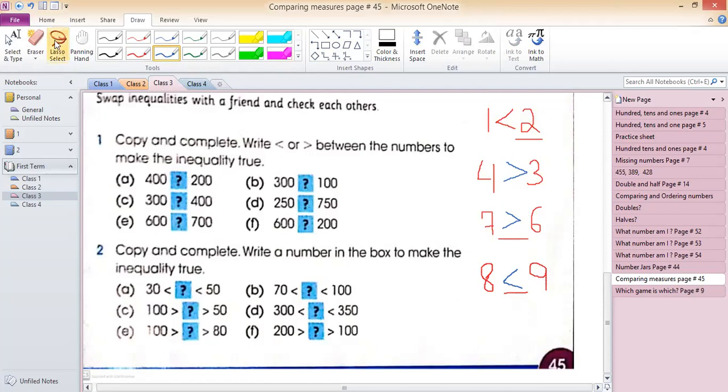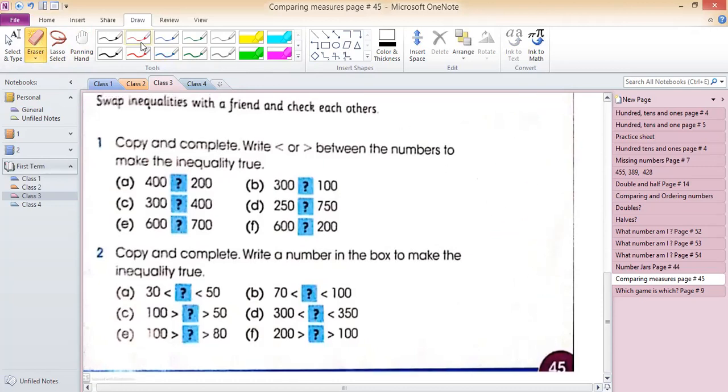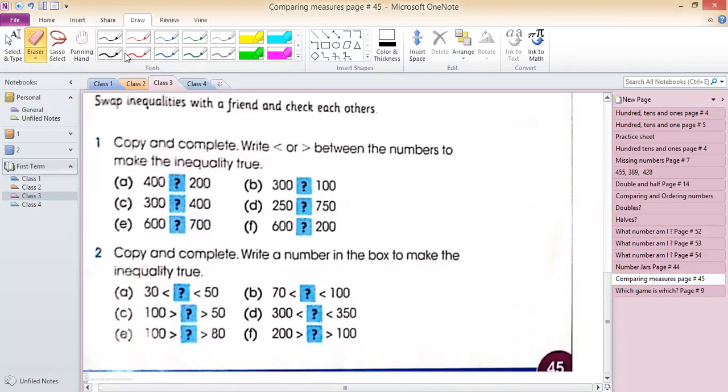So from 400 and 200, the first was 400 and 200. Which is bigger, 400 or 200? Guys, you will compare the hundreds first. 4 is bigger than 2. That's why you will say 400 is greater than 200. So this is 400 and dash 200. You will use the sign here because 400 is greater, so you will open the mouth of it in front of the bigger number.